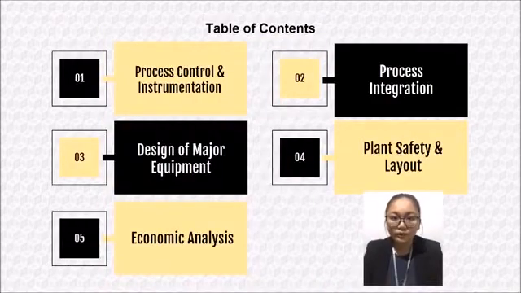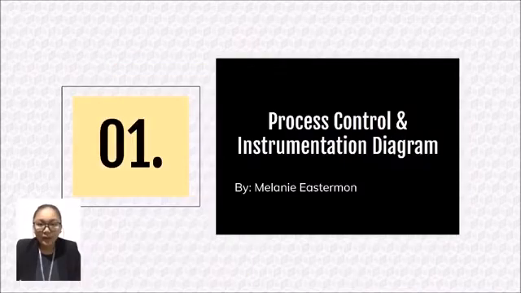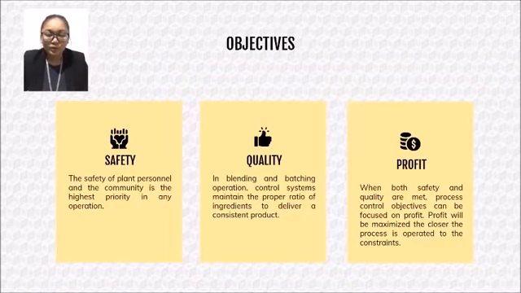In continuation of DP1, DP2 consists of process control and instrumentation, process integration, design of major equipment, plant and safety layout, and economic analysis. My name is Melanie EASTERMON, and I will be presenting on the first topic, which is process control and instrumentation diagram. In this topic, there are three objectives, which are safety, quality, and profit.